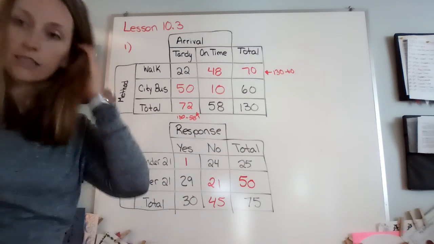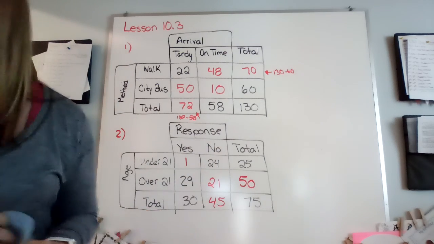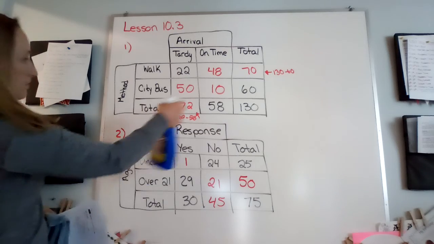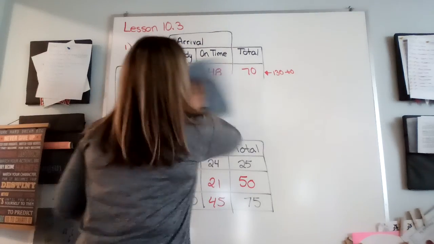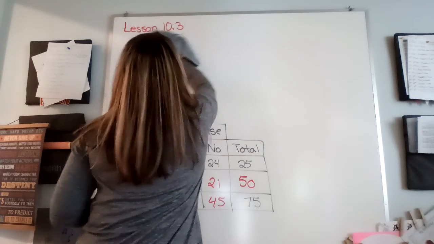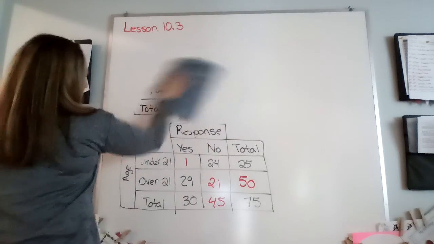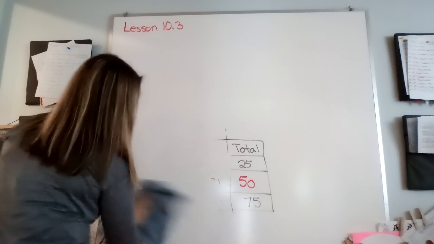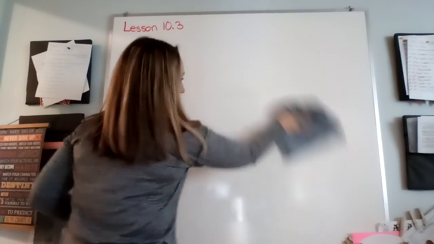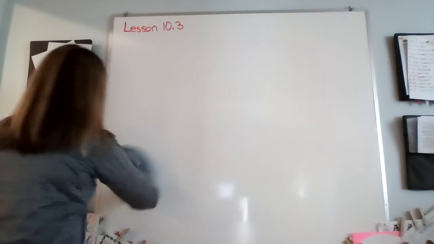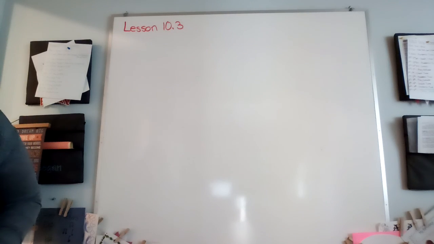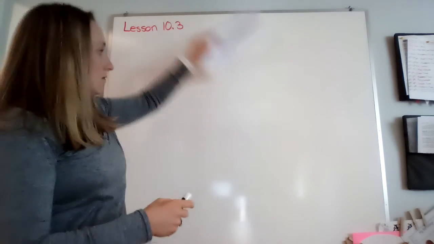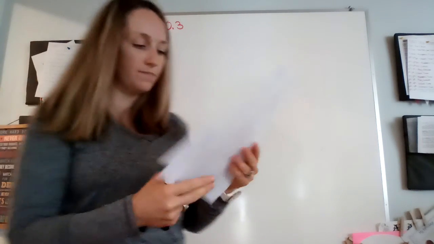Now we're going to look at example 3, where we're going to create our own two-way frequency table based on the information that's given. So give me a second to erase and set up. Okay. All right, so dry my board off a little bit.